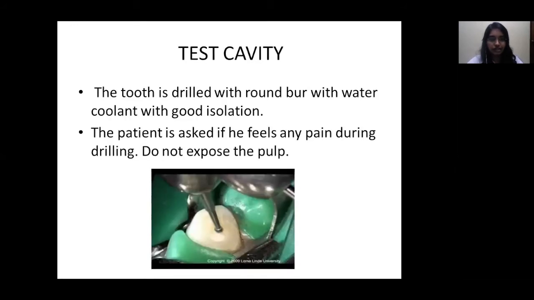Moving on to the test cavity. This method should be used only when all the other test methods are inconclusive in results. Here, a test cavity is made with a high-speed number 1 or 2 round bur with appropriate air and water coolant. The patient is not anesthetized while performing this test.